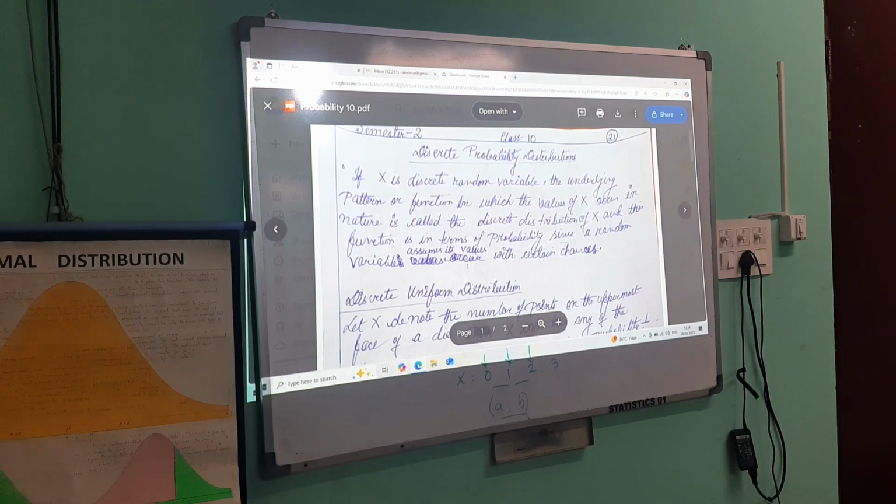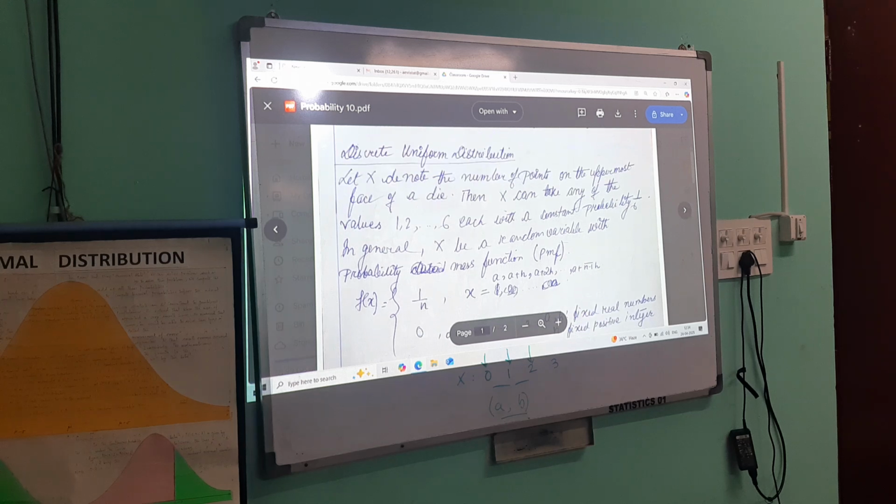We are starting with discrete uniform distribution. Let's start from here itself. Okay? So A to B, A plus H, A plus 2H, A plus NH. It's a discrete distribution. It can take only isolated values.